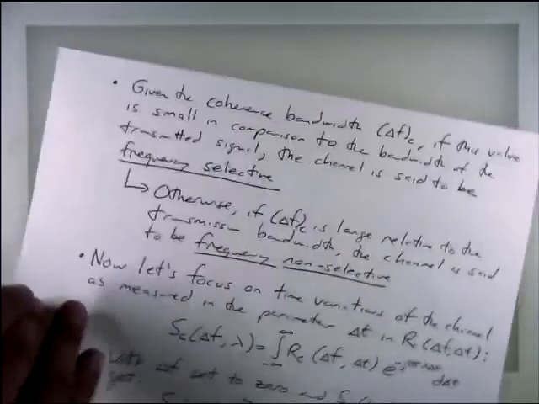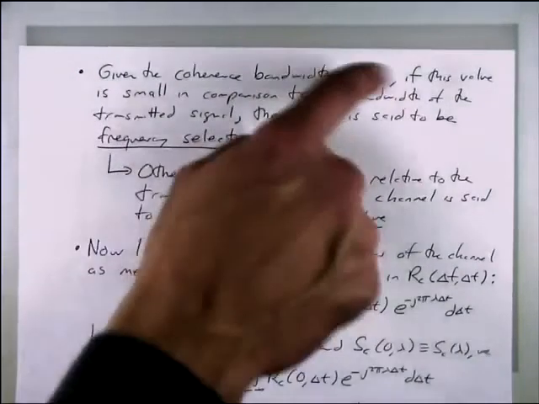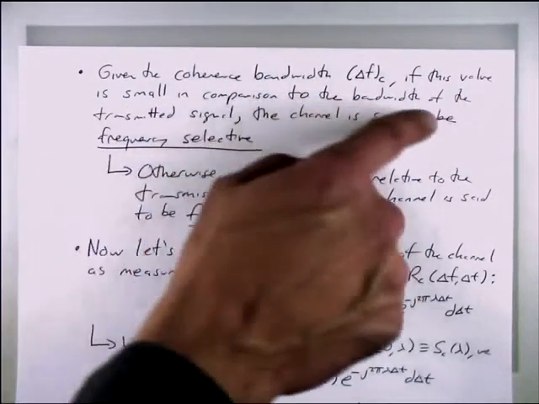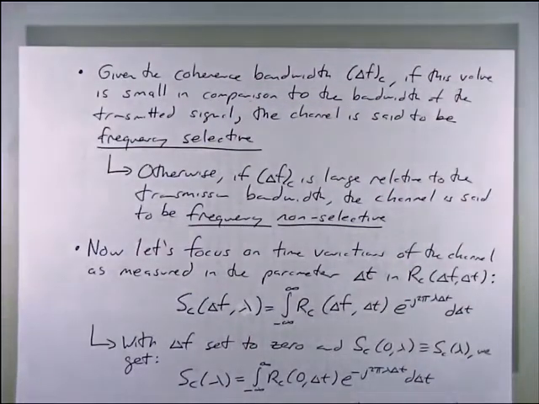What's interesting to note is that if your coherence bandwidth is small in comparison to the bandwidth of your transmitted signal, it's said to be frequency selective. You might wonder, where did he get this term frequency selective? Time to illustrate.